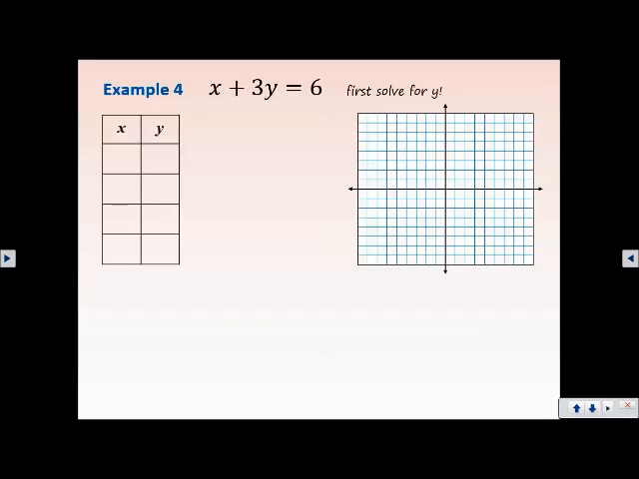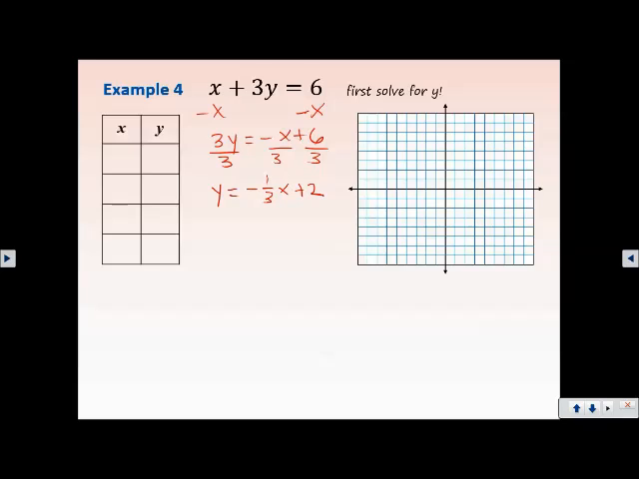All right, next one. Let's give this one a try. x plus 3y equals 6. First going to solve for y. I'm going to subtract x from each side. We get 3y equals negative x plus 6. Divide all terms by 3, and we get y equals negative 1/3 x plus 2.